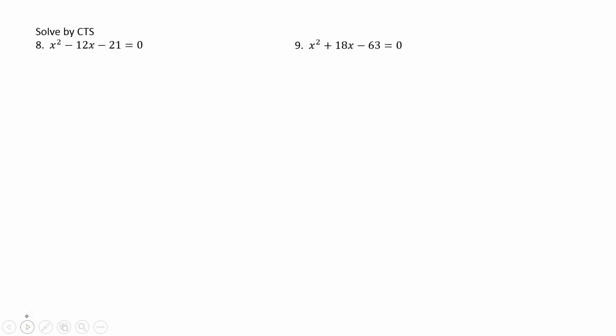Let's start some completing the square now. So we're written in standard form here, and we don't have a leading coefficient. Thank goodness. So let's move the constant. X squared minus 12x equals 21.